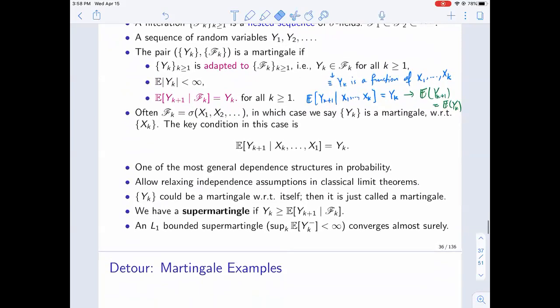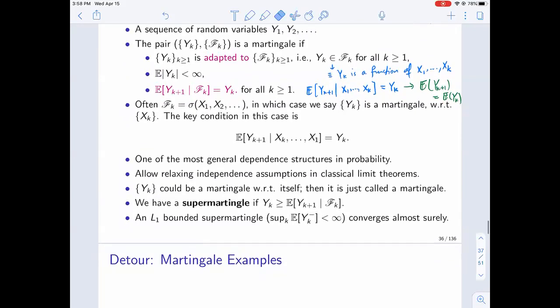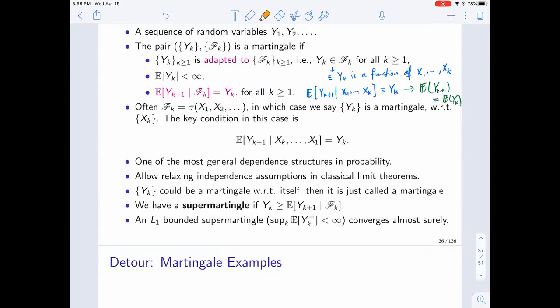So there are extensions of limit theory, like central limit theorems, to Martingales, and other interesting results. I mentioned already that Y could be a martingale with respect to itself, and in that case, it's just called a martingale. There's another property: you could have inequalities. These are real-valued random variables. So you could have the expectation of Y_{k+1} given the past be less than or equal to Y_k. These are called super martingales.